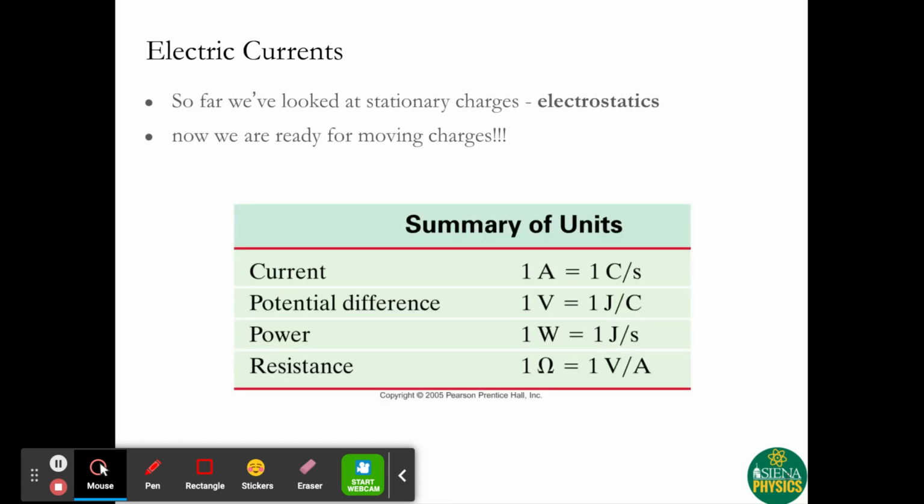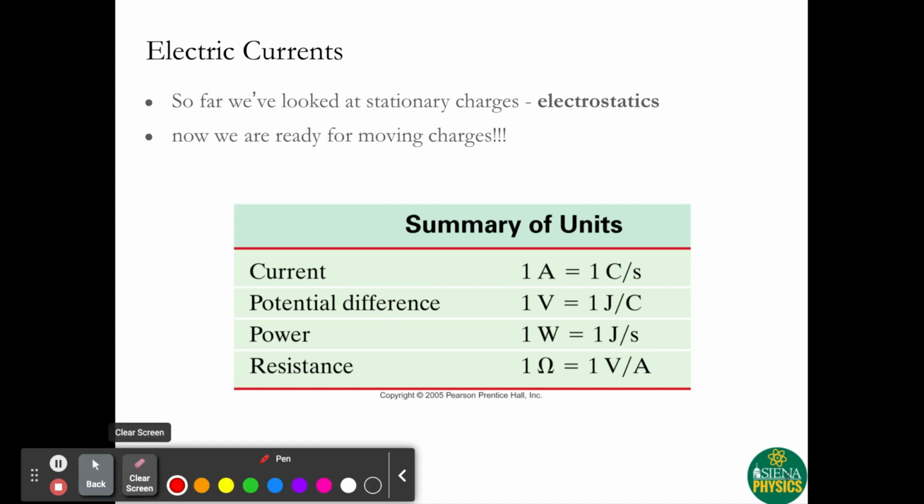Okay, so far we've looked at stationary charges and electrostatics, and in this chapter we're going to start letting the charges move around. I mean, we did a little bit of kinematic problems of charges moving in electric fields. But just to start with some definitions, we have current, which we measure in units of amps.